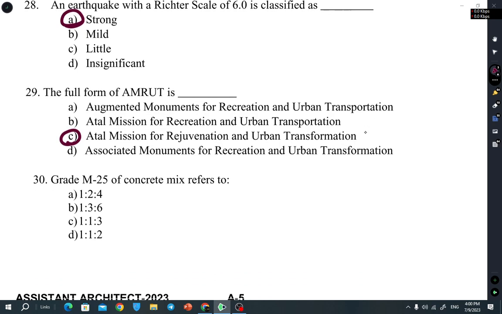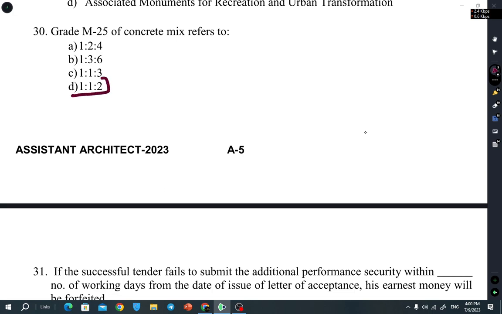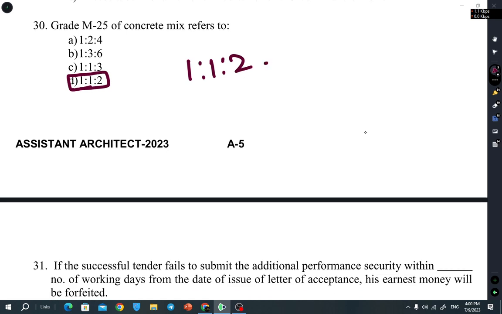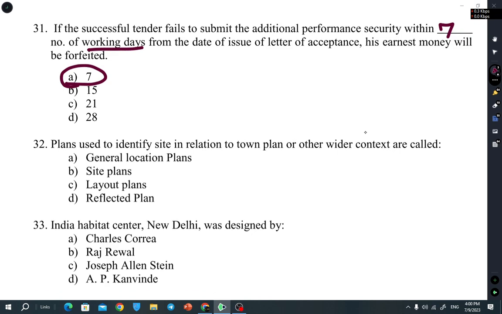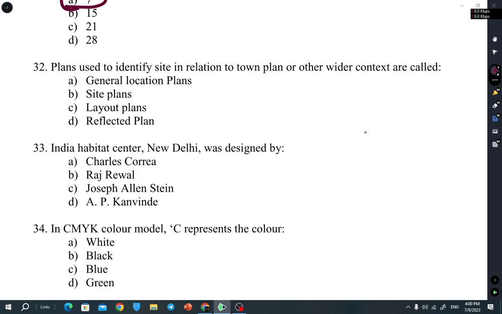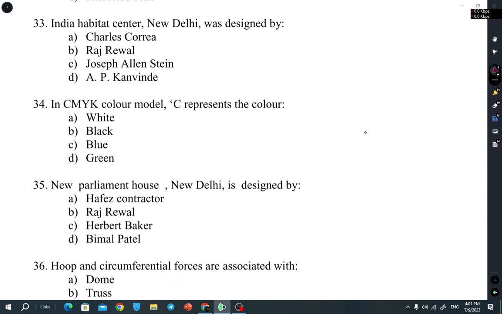Grade M25 of concrete mix refers to 1:1:2. Next question. If the successful tender fails to submit the additional performance security within 7 number of working days from the date of issue of letter of acceptance, his earnest money will be forfeited. Plans used to identify site in relation to town plan or other wider context are called as option C. Layout plans. India Habitat Center, New Delhi was designed by option C. Joseph Allen Stein. In CMYK color model, C represents the color blue.